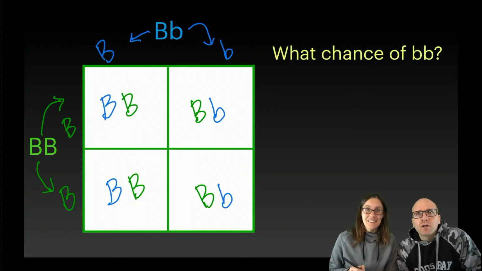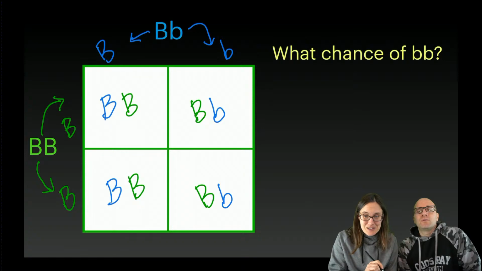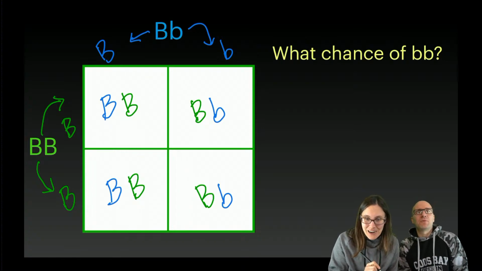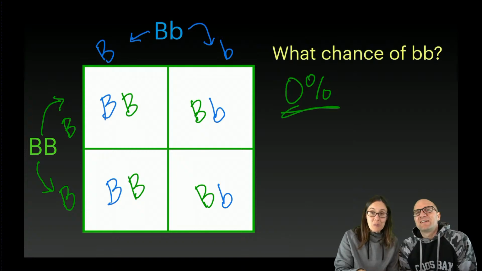So overall, how many little b's did we get? 0. 0. Good job, Dancing Slippers and Monica and Riley and Veronica. 0% chance of little b.